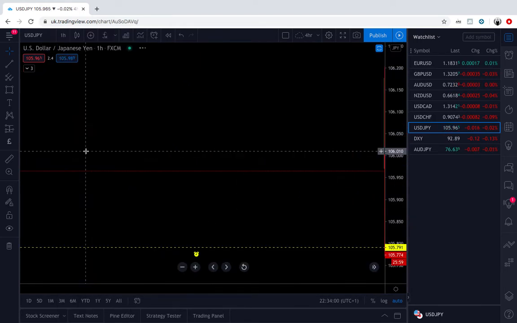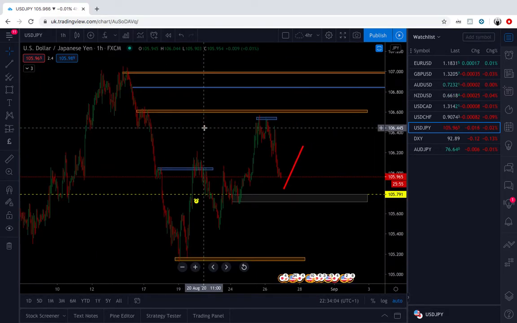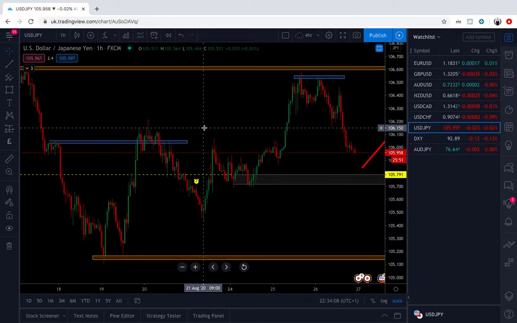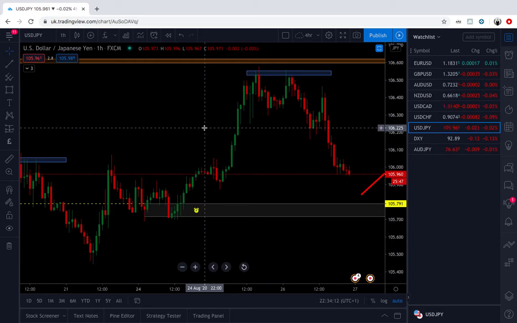Second thing that can happen when a zone is broken or when your stop loss is hit. And the third thing that can happen is it can create another zone. So this is why you have to monitor every 2 hours or so, 2-3 hours.